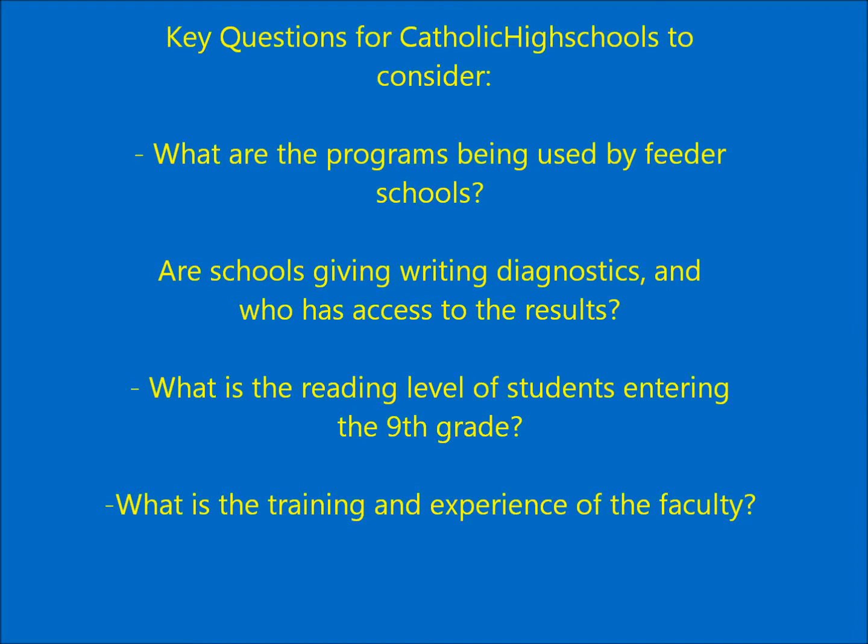There are several key questions that Catholic high schools need to consider when choosing a program for writing instruction. The first is, what are the programs and strategies being used by feeder schools? Many Catholic high schools can have dozens, if not near 100, different feeder schools, whereas many public schools only have 3 or 4 schools, junior highs or elementary schools, that feed into a high school. Because Catholic is selective, there are many different factors that need to be considered. Students may travel more than 20 or 30 miles in order to attend a school, and it is important for decision makers to know the methods of instruction at these schools.